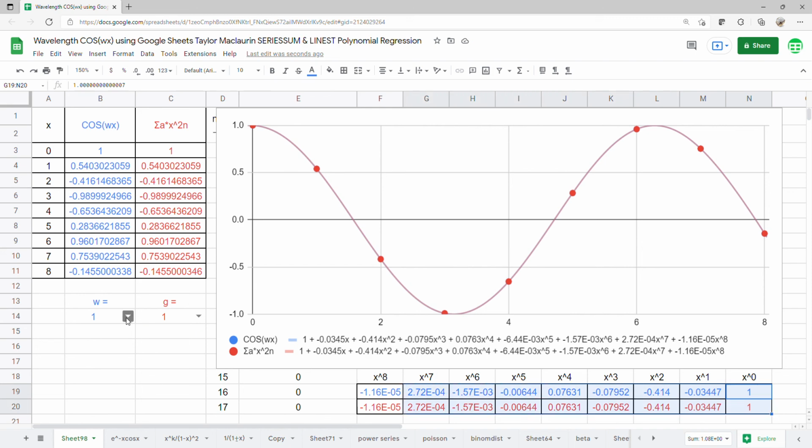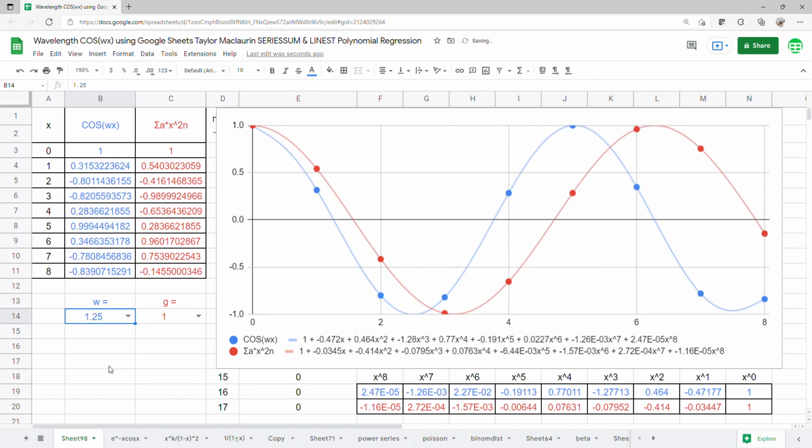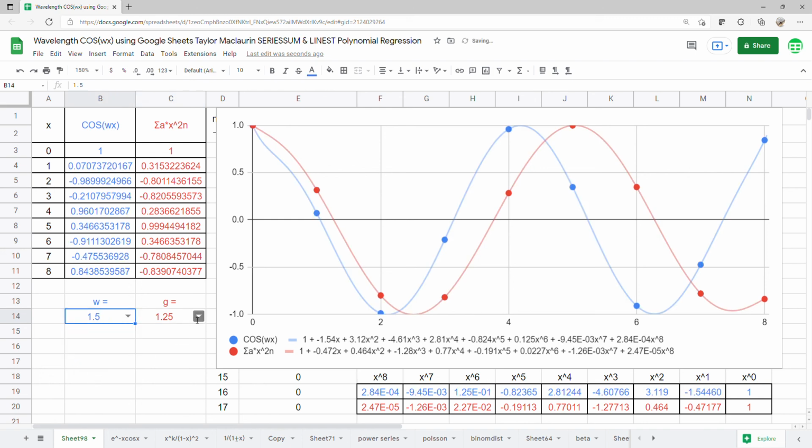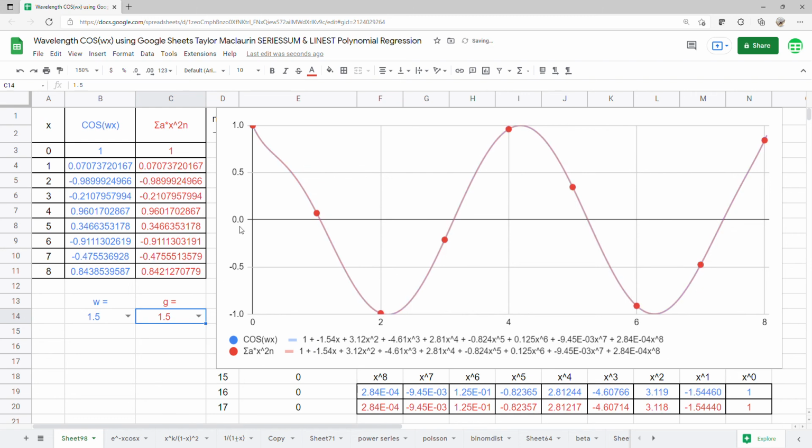Now increase the frequency a bit, 1.25. Now you have a shorter wavelength. So from here to here, that's a shorter wavelength. You increase the frequency slightly to 1.5. Now the frequencies change slightly and the wavelength gets shorter.